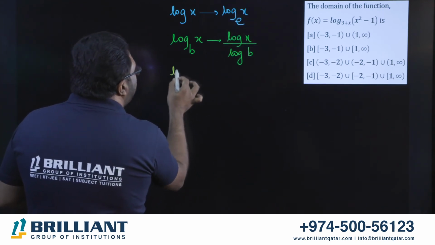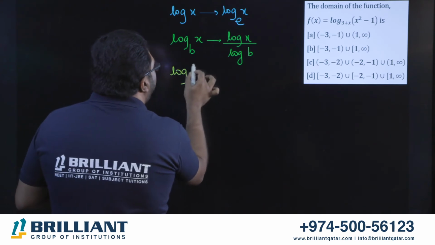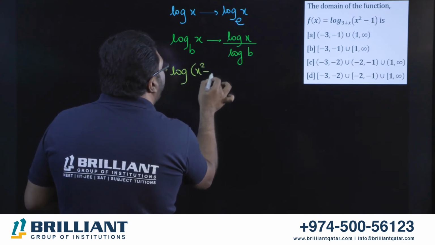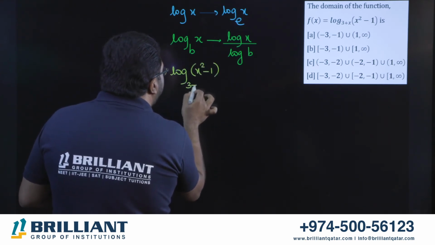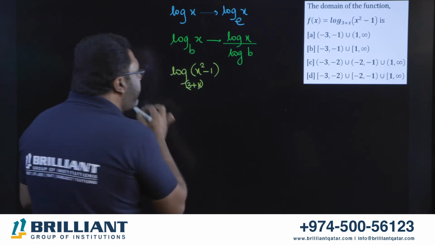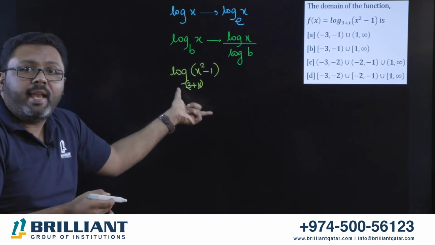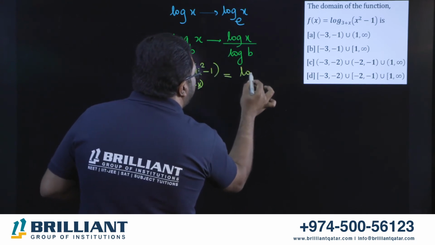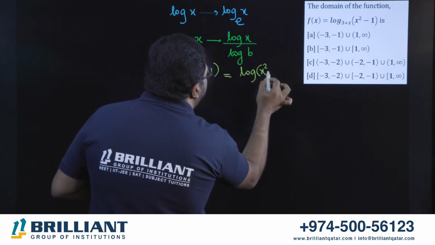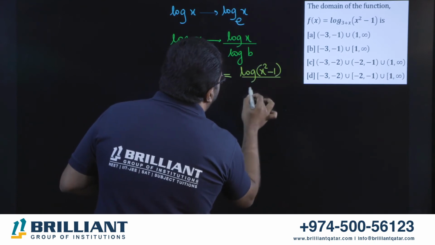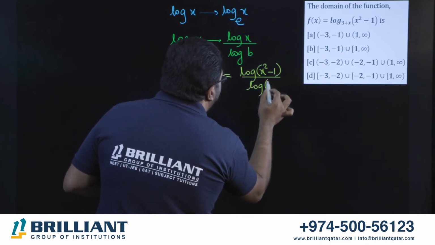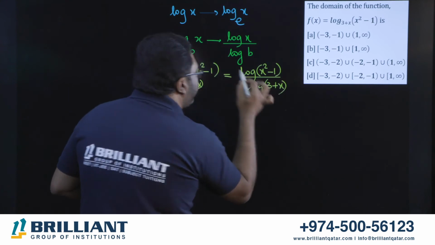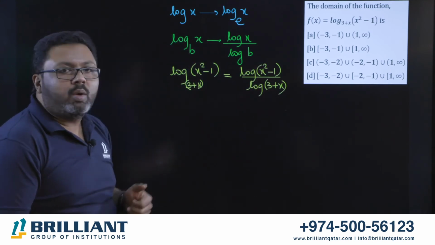The question says log of x squared minus 1 with the base of 3 plus x. The base is not e. The base is 3 plus x. So this can be rewritten using this property as log of x squared minus 1 divided by log of 3 plus x. Okay, they're asking me the domain of this.